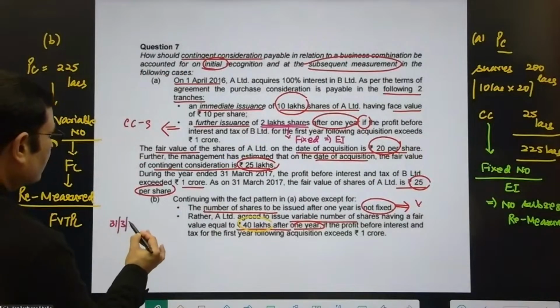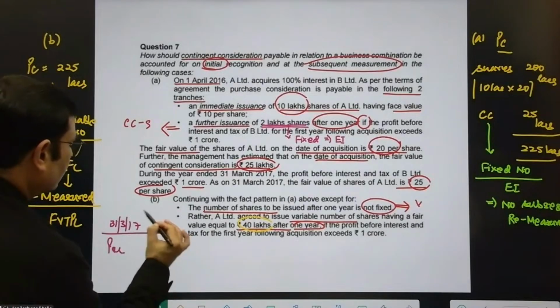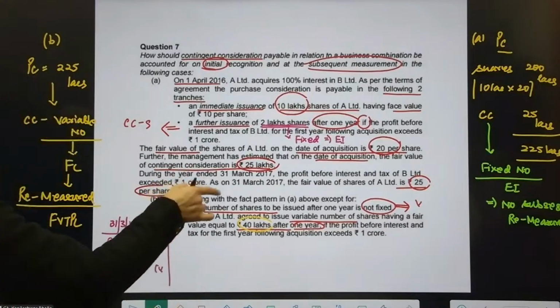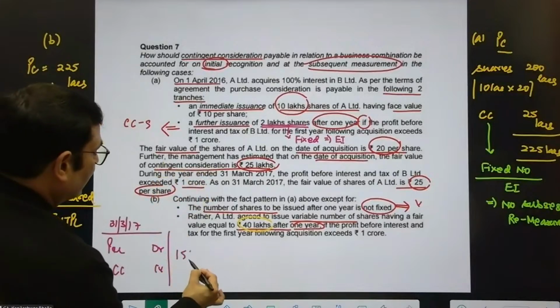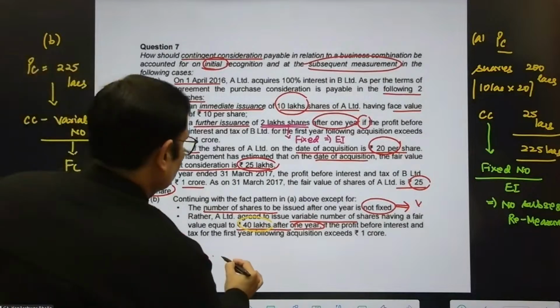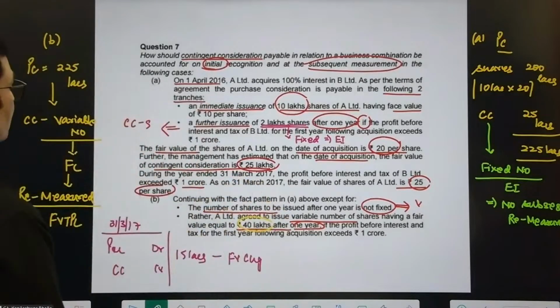So on 31st March 17, what I will do is put an entry: profit and loss debit, contingent consideration gets a credit. 40 versus 25, 15 lakhs will be captured in the P&L. This is the fair value change in terms of the financial liability which is being captured.